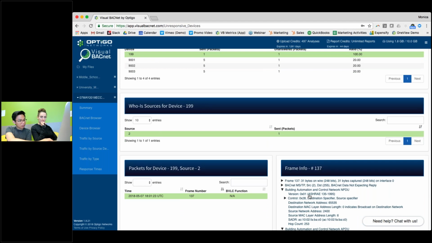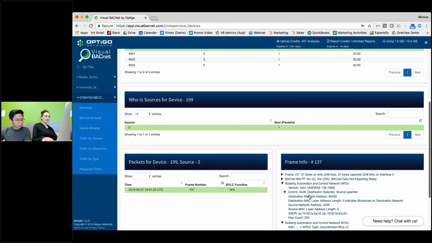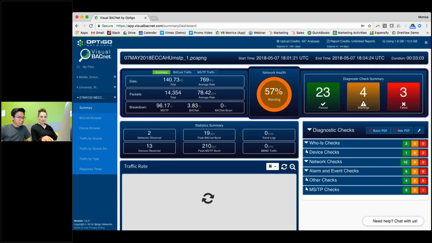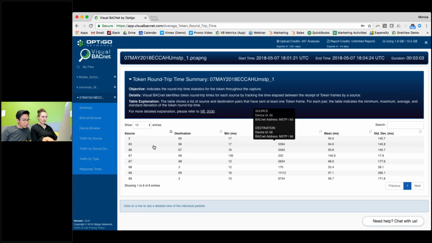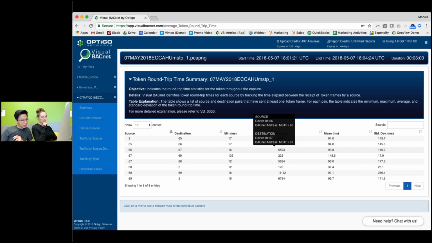Let's go look at the MSTP chain. Let's go see what's going on there. So down here, actually, let's look at the round trip. Oh my gosh. Okay, so 2 to 65, 65, 66, 66, 67, 67, 69, 67, 68, not great. 68, 2, 68, 69, 69, 2.